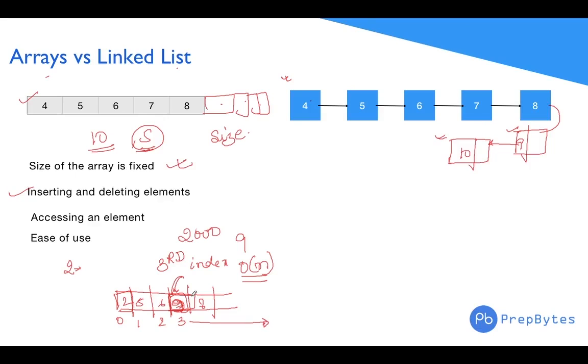This is a problem. But what happens in case of linked list is, let's say we have these 4, 5, 6, 7, 8, and we have to insert an element in between 5 and 6. So simply we can change the link. We will see how to insert elements in a linked list, but we just have to change the links. 5 will start pointing to that new node, and the new node will start pointing to 6. So now this is how my linked list will look.